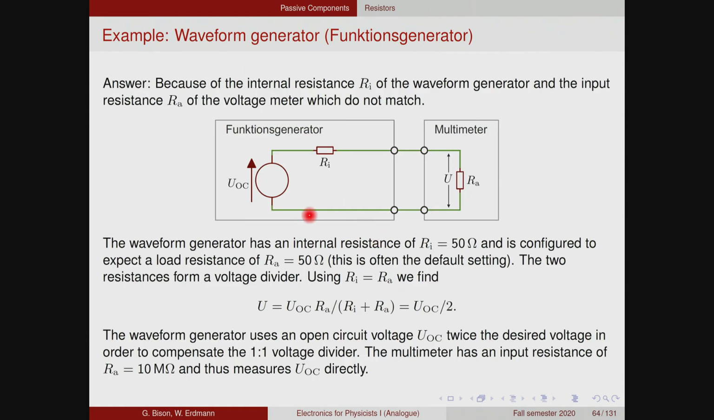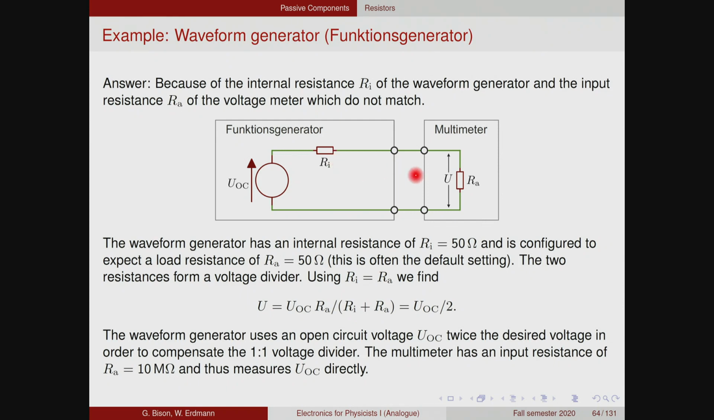We have the function generator with an internal resistance. And this internal resistance is 50 ohms. For the reason that this is equal to the resistance of the cable, the impedance of the cable, and if you do that, you can avoid reflections, and we will see in the exercises how that works. And so 50 ohm internal resistance is a standard behavior for function generators because they expect to generate high frequencies and send them over long cables.